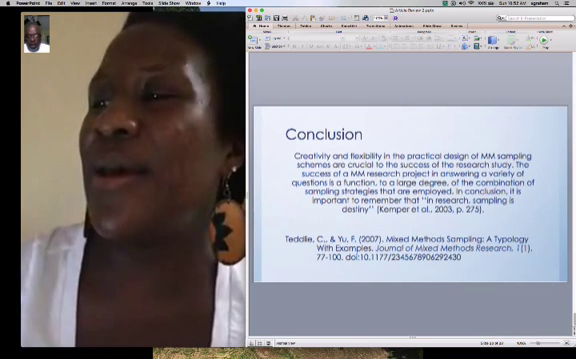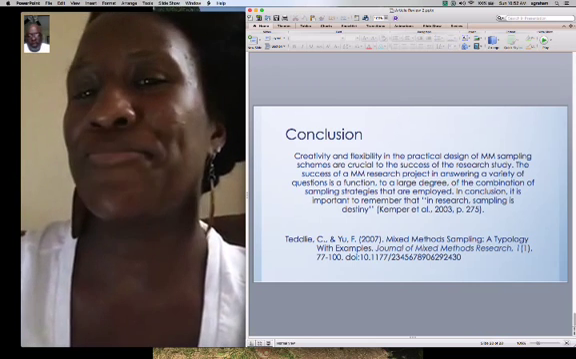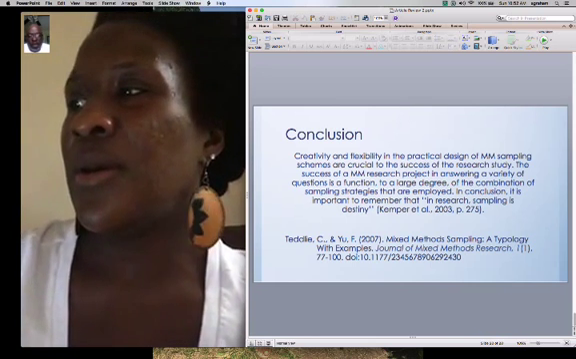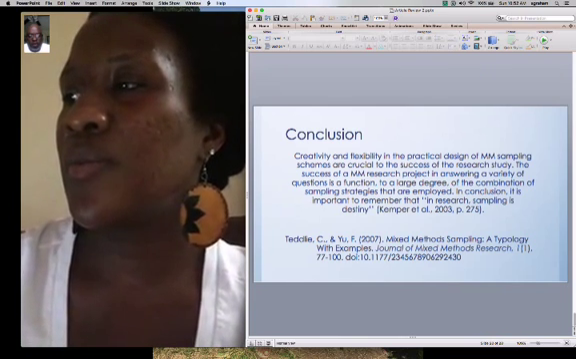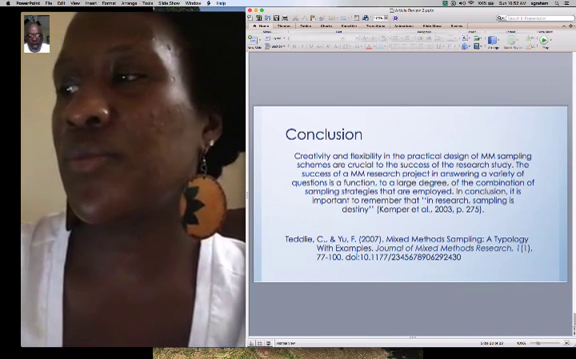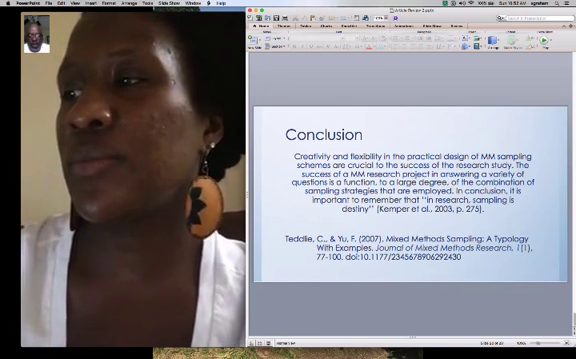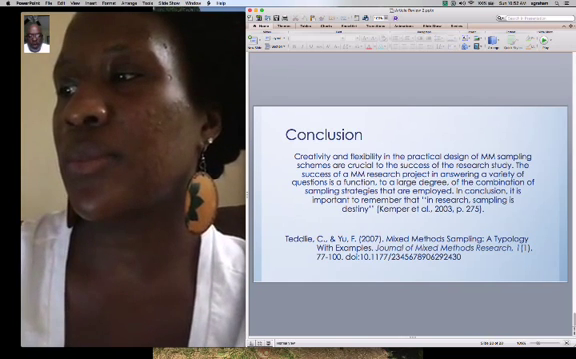As we come to our conclusion, the last slide says creativity and flexibility in the practical design of mixed method sampling schemes are crucial to the success of the research study. The success of a mixed method research project answering a variety of questions is a function, to a large degree, of the combination of sampling strategies that are employed. In conclusion, it's important to remember that in research, sampling is destiny. That was cool.